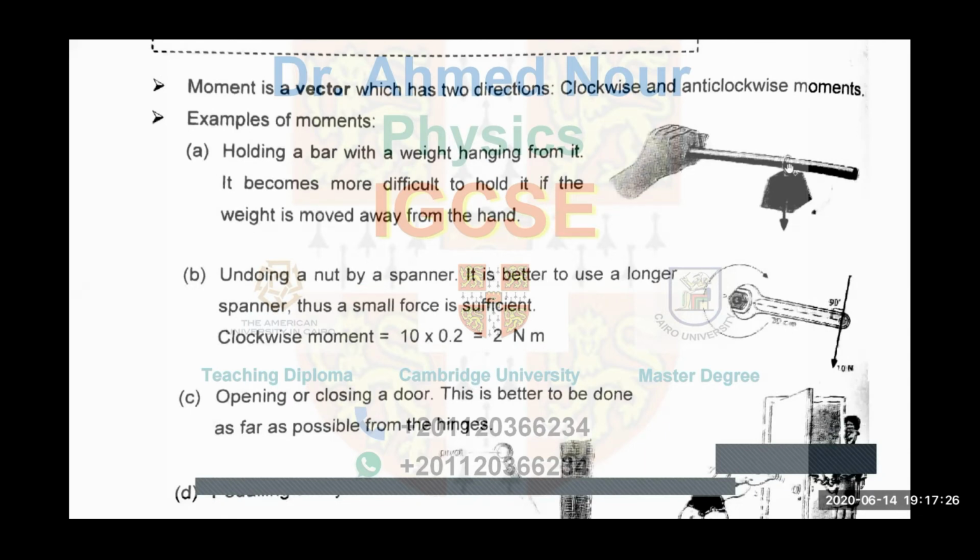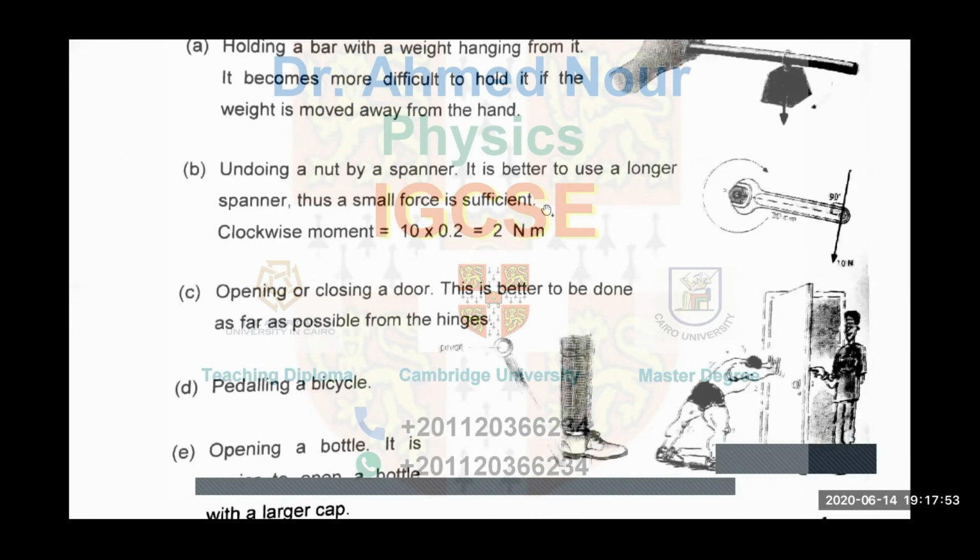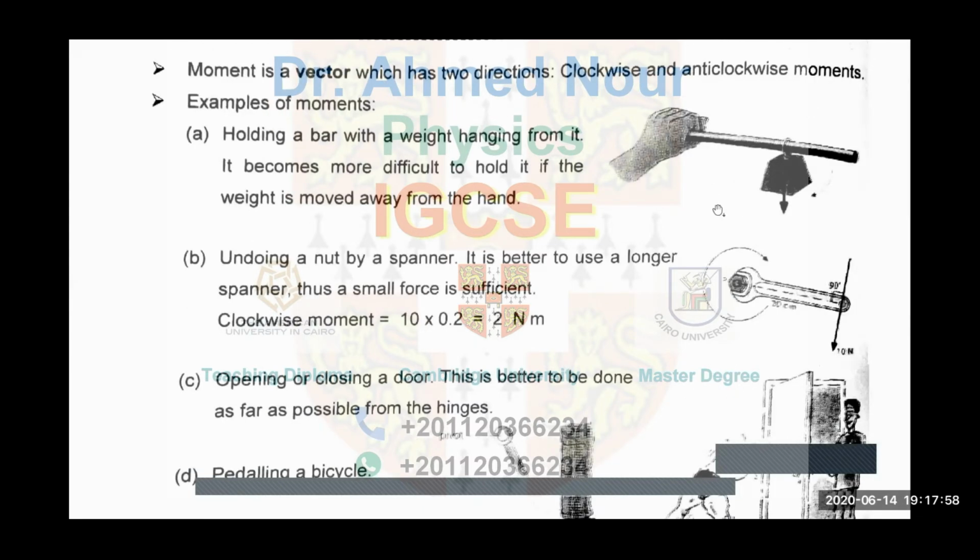When you're holding a bar with a weight hanging from it, it becomes more difficult to hold it if the weight is moved away from your hand. See the weight, you can hold it easily, but if this weight is at the end of the rod, it will be more difficult to hold this weight. You will apply more force. If it goes even further right, it will become even more difficult, because you will apply more force, so you have more moment.